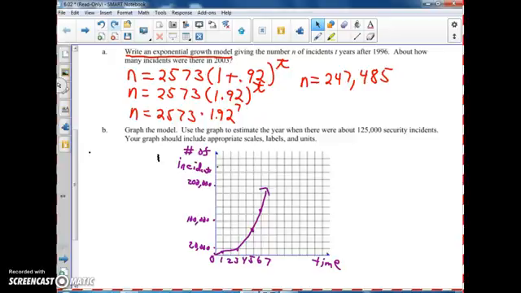No, you're not done with the problem yet, because what else does it ask? It's saying to use the graph to estimate the years where there were about 125,000. Now the thing is, you don't have to use the graph, you can also go to the table and look at the y values and see where there is a y value close to 125,000. It's at 6, so the answer is about 6 years. That's exactly right, you did it.